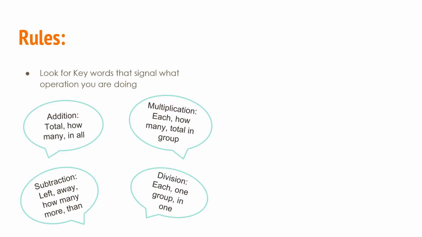Division is very similar to multiplication. You might see the word each as well, so don't just automatically assume that you're multiplying. Be careful with this. If you're given the total, you're most likely dividing. Division always already has the total, and you're looking for a piece within that group.